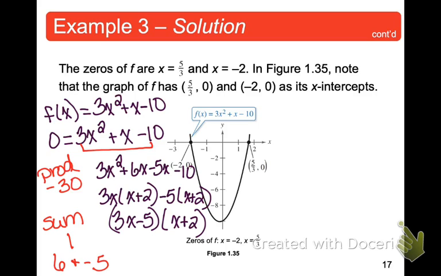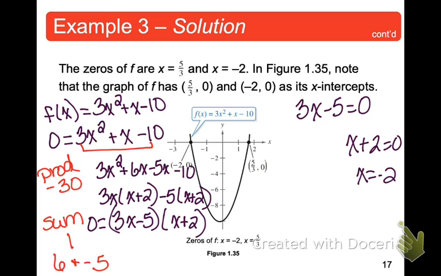Okay? So now that I have my two factors, I set each one equal to 0. So I have 3x minus 5 equals 0, and x plus 2 equals 0. So x equals negative 2, or x equals 5 over 3. This is how I solved it algebraically, and my answers are negative 2 and 5 over 3. Those are the solutions. This is what it looks like graphically.